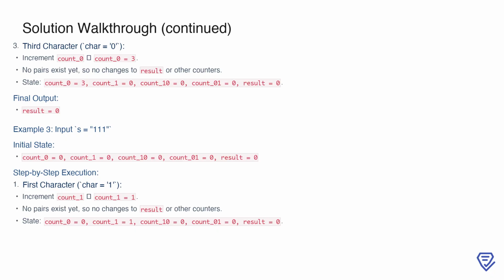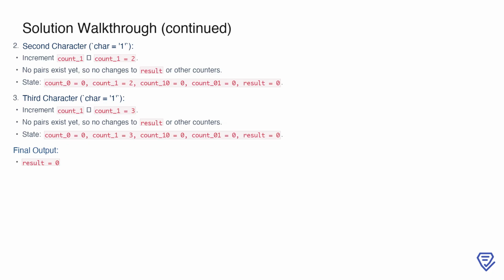Next, let's evaluate the third example where the input string is s equals 111. As before, we initialize all counters to 0. With the first character being 1, we increment count_1 to 1. Since there are no 0s yet, no pairs are formed, and the result remains 0. For the second character, 1, we increment count_1 to 2. Even with two 1s, no alternating pairs can be created, so the result remains unchanged at 0.